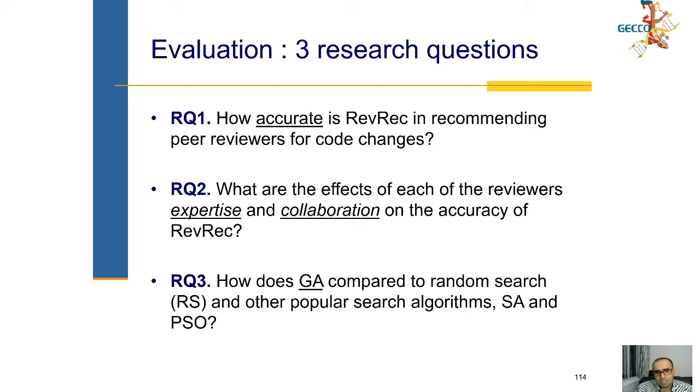For the evaluation, we are attempting to respond to three main research questions. How accurate is our approach in recommending peer reviewers? Then we are looking at the effects of each of the reviewer expertise and reviewer collaboration to see their contribution to recommending good reviewers. And finally, the last research question is about comparing our approach with random search and with other local and global search algorithms, including particle swarm optimization and simulated annealing.